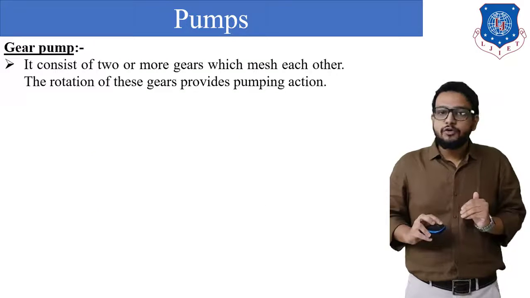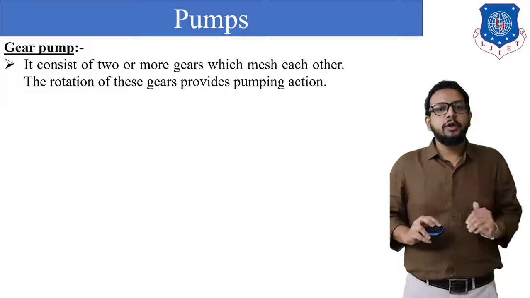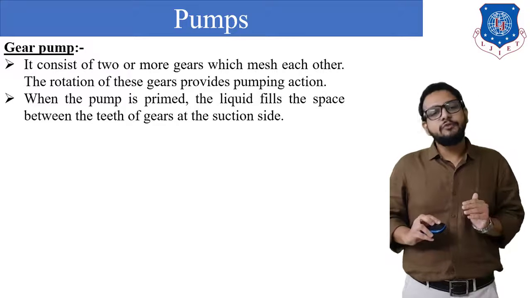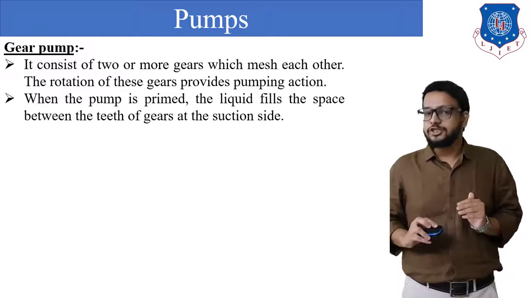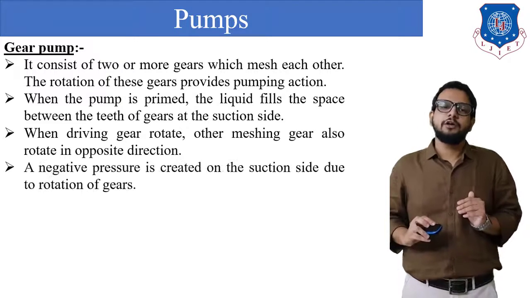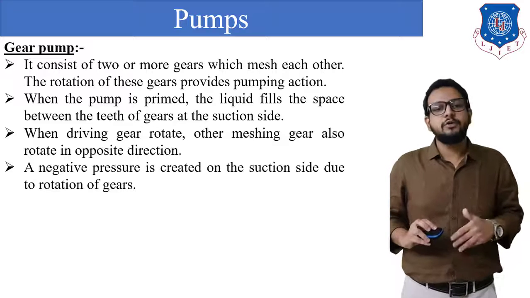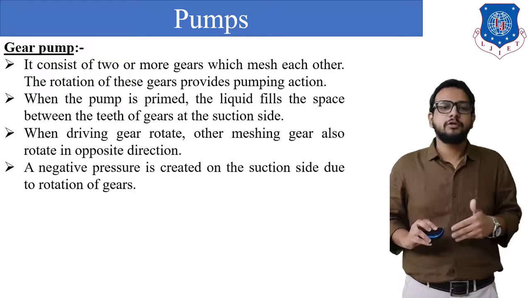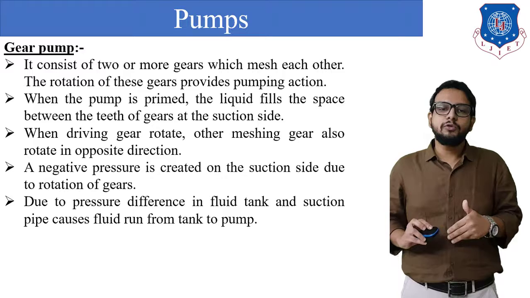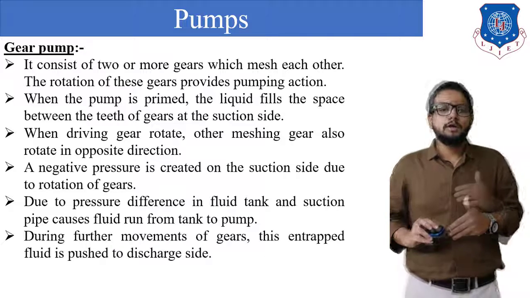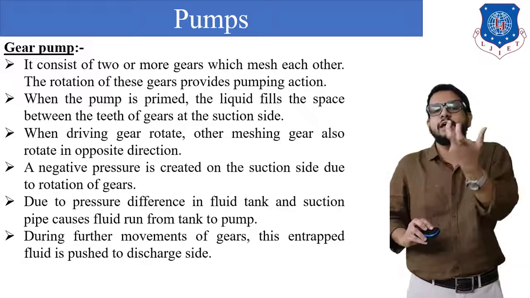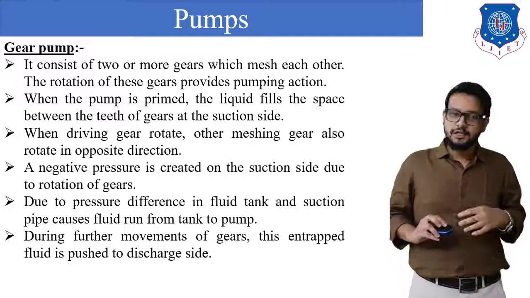You can see it consists of two or more gears which are in meshing. The rotation of these gears provides a pumping action. When the pump is primed, the liquid fills the space between the teeth of the gear at the suction side. When the driving gear rotates, the other meshing gear also rotates in the opposite direction. A negative pressure is created on the suction side due to the rotation of the gears. Due to the pressure difference between the fluid tank and the suction pipe, fluid runs from the tank into the pump. During further movement of the gears, this entrapped fluid, which is trapped between two teeth and the casing, will be pushed to the discharge side.